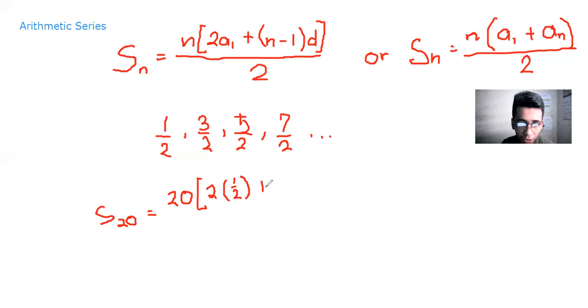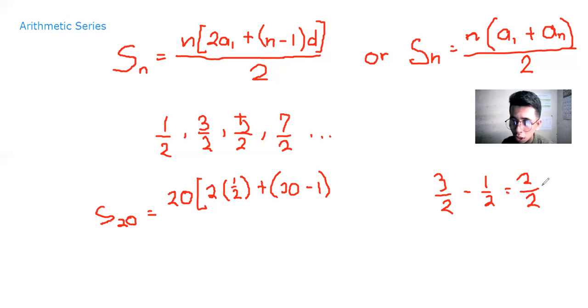Plus, n is 20 minus 1. So, what is our common difference here? If we have 3/2, we subtract the previous term, 1/2. So we get 2/2. What is 2/2? That is 1, right? In lowest terms, 2/2 is equivalent to 1. So we have a common difference of 1, then over 2.